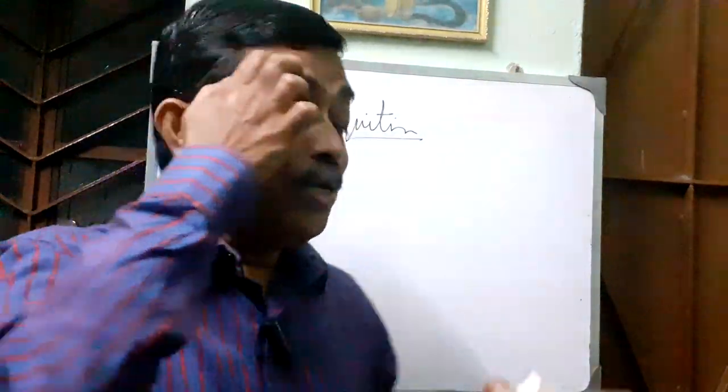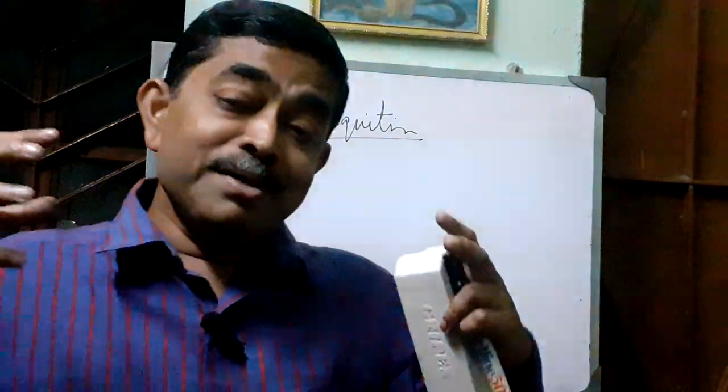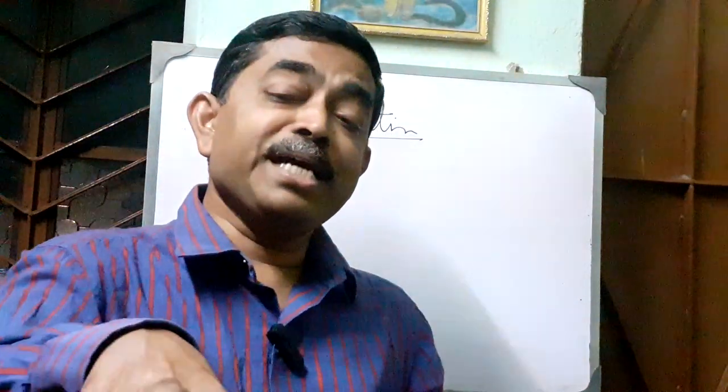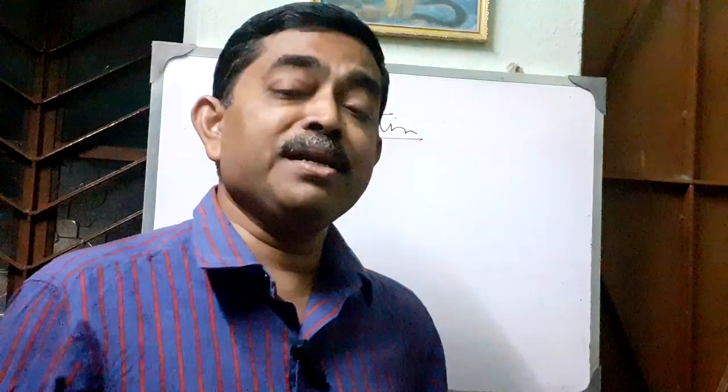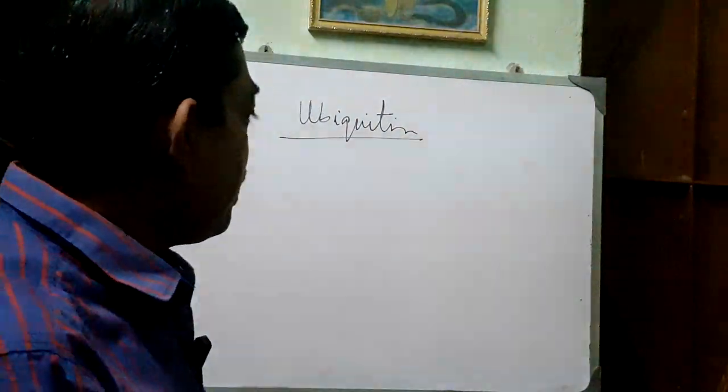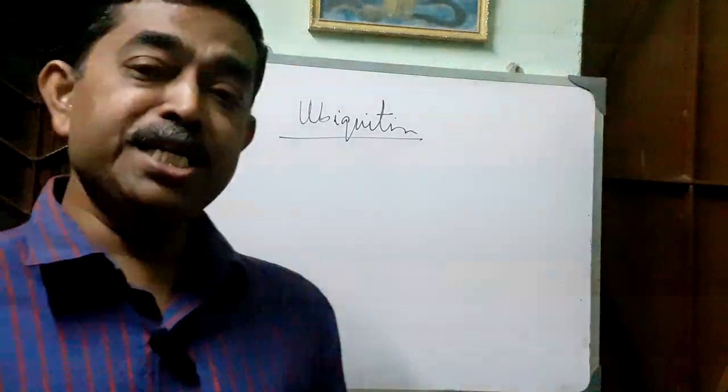When the ubiquitin is tagged to the protein molecule, the whole protein and ubiquitin molecule goes to the proteasome, a type of organelle present in the cell, and there the protein is degraded. So this is another type of post translational regulation of gene expression in eukaryotic cell. So this is all about gene expression in eukaryotic cell.